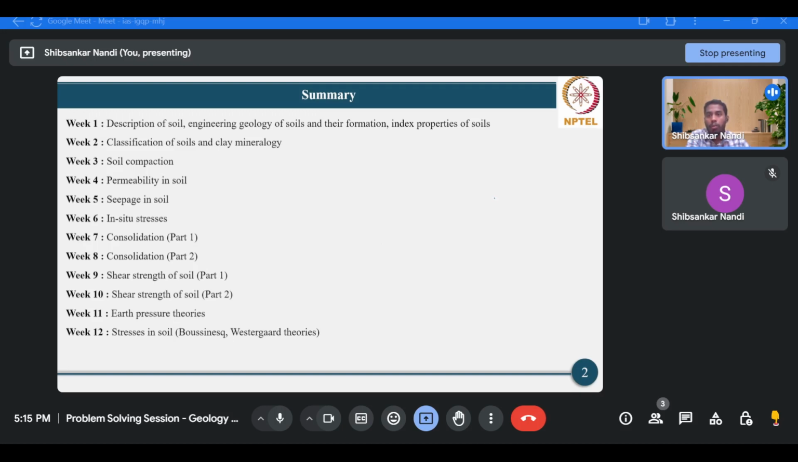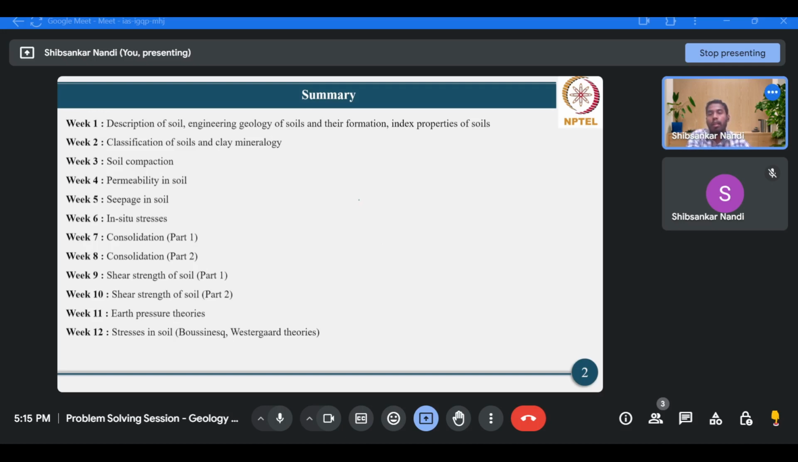When these pore spaces are interconnected, and since they may be filled with water or air, there is a tendency that the water inside the pore spaces will flow from high energy to low energy. This type of behavior has been characterized by permeability. There is a famous law, Darcy's law, that is mostly used to characterize this kind of behavior, permeability in soil.